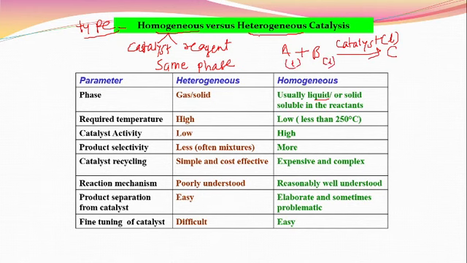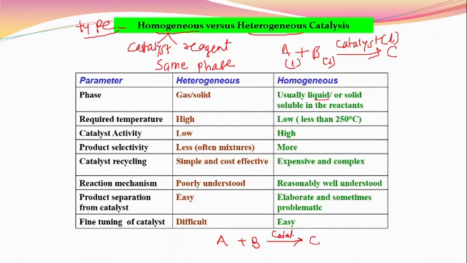Then what is heterogeneous catalysis? In heterogeneous catalysis, the catalyst and the reagent are in different phases. If A and B are the reactants and we get the product C using a catalyst, then if A and B are in a liquid state, the catalyst may be in a solid or gaseous phase. This type of catalysis is known as heterogeneous catalysis.